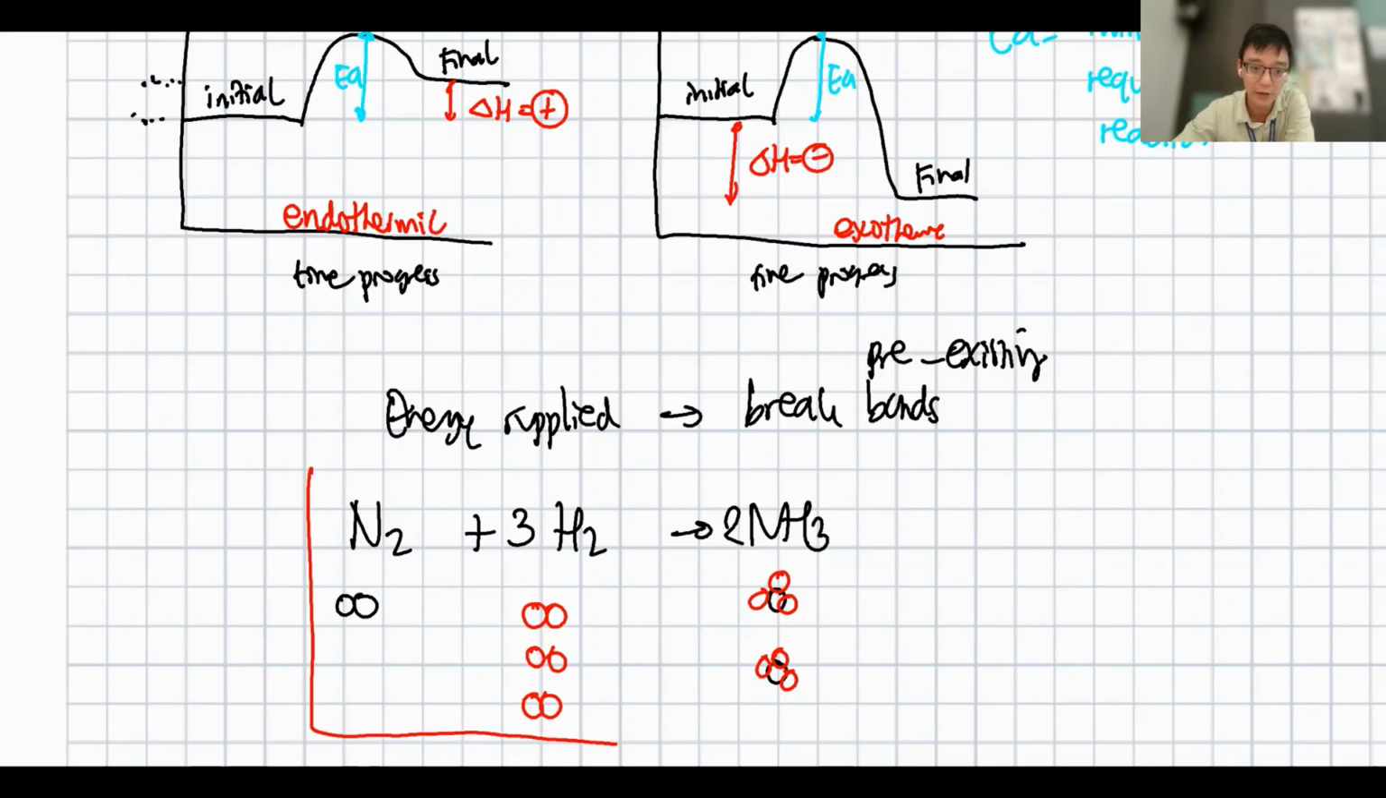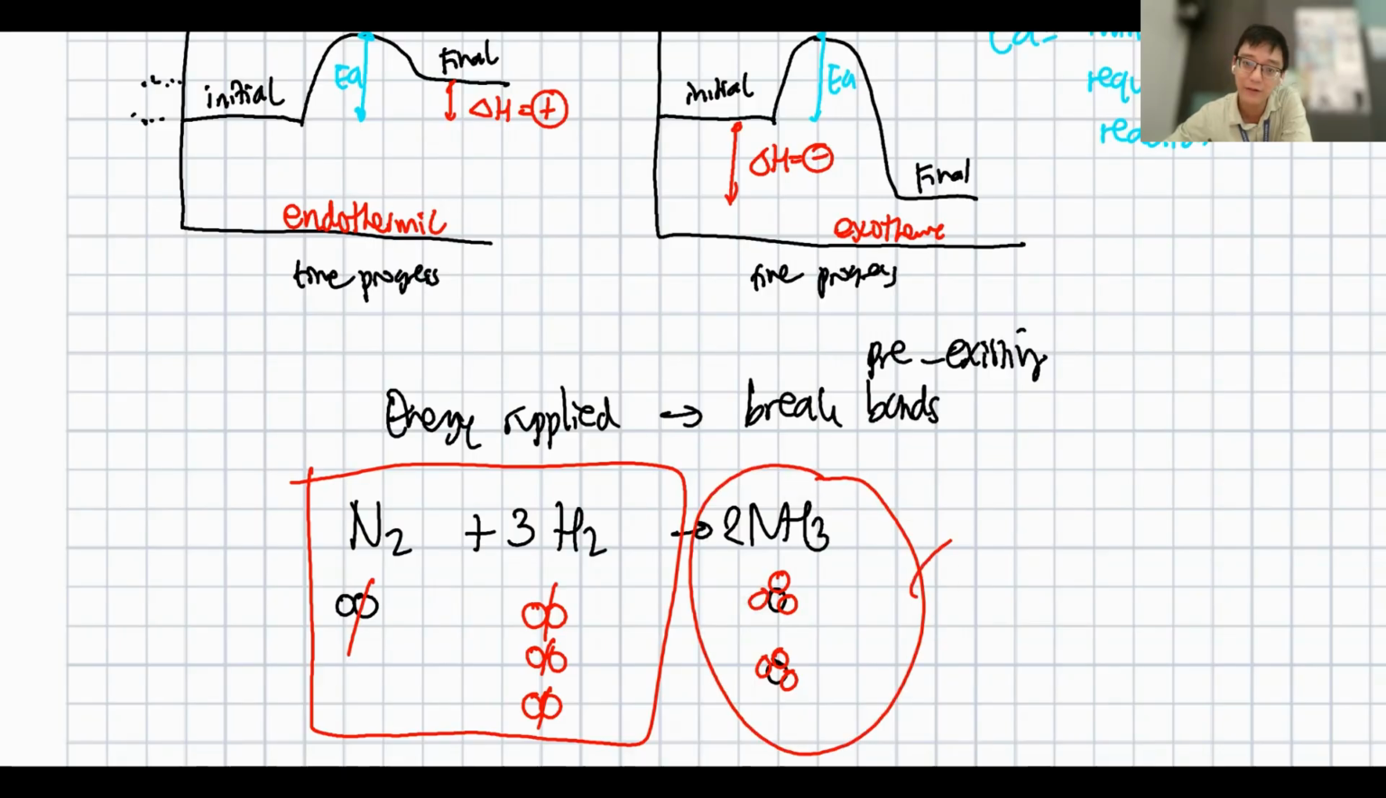So in order for the reaction to happen, we need enough energy supply to break all of this, and then arrange them into this shape. After we arrange this, any leftover energy will be released. So that's why making bonds will release energy, while breaking bonds will take energy.